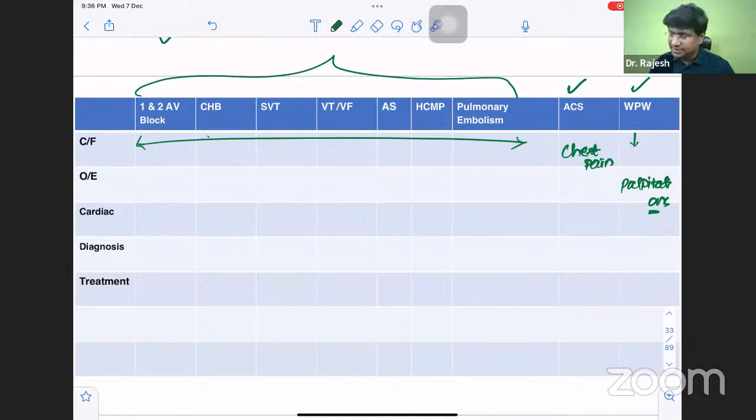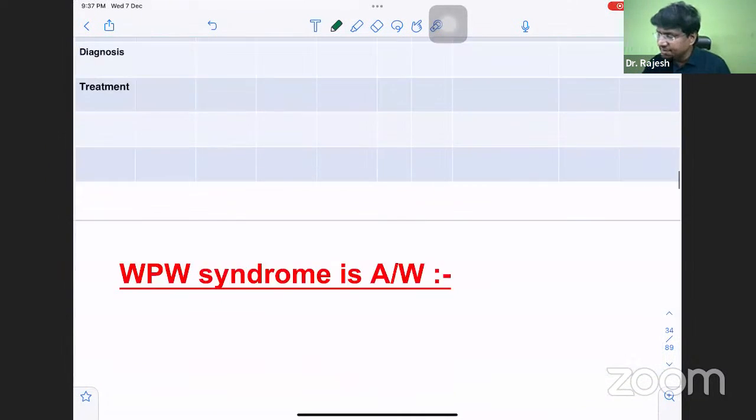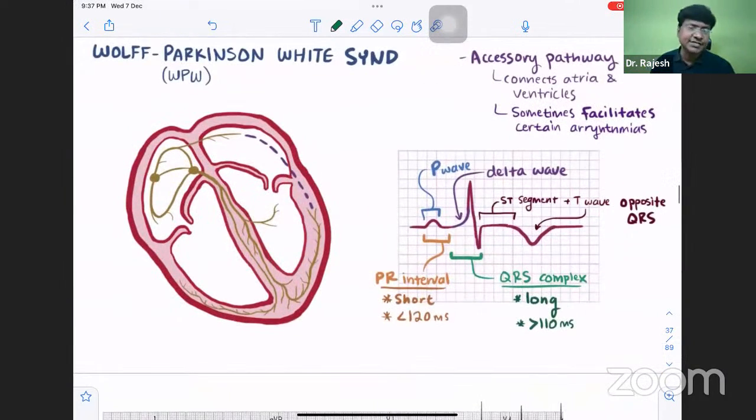And how will you diagnose this WPW syndrome? Diagnosis is mainly by your ECG. And basically, what is this WPW syndrome? It's a pre-excitation syndrome where you have the presence of an accessory pathway. And through this accessory pathway, the ventricle will receive impulse directly from the SA node, bypassing the AV node. So the ventricle is contracting directly, and it is not through the conducting system. And such ventricular contractions are weak. Stroke volume will be reduced, cardiac output will be reduced, and there can be a syncopal attack.